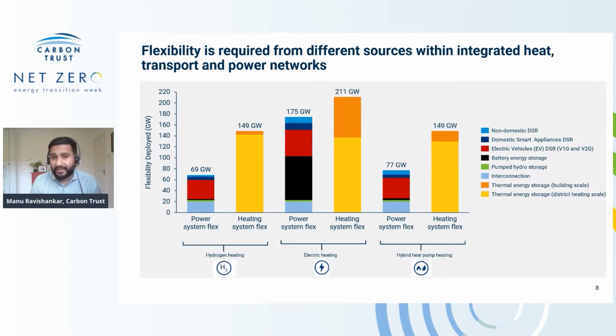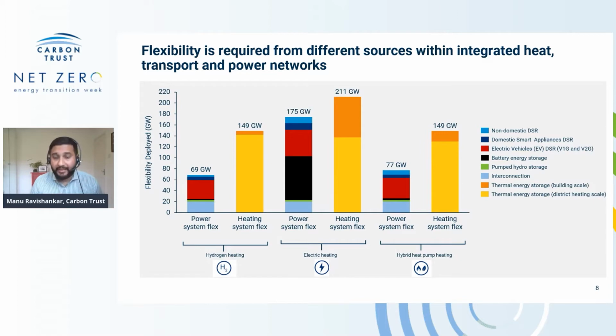Now, as you can see from this chart, there are significant levels of flexibility deployed. Between 70 and 175 gigawatts of flexibility on the power side, and between 149 and 211 gigawatts on the thermal side. Thermal storage technologies, of course, are sometimes better measured in gigawatt hours. So for people who want to do a quick calculation, we've assumed a 6-hour duration for thermal storage on the district heating side and a 1-hour duration for thermal storage on the building side.